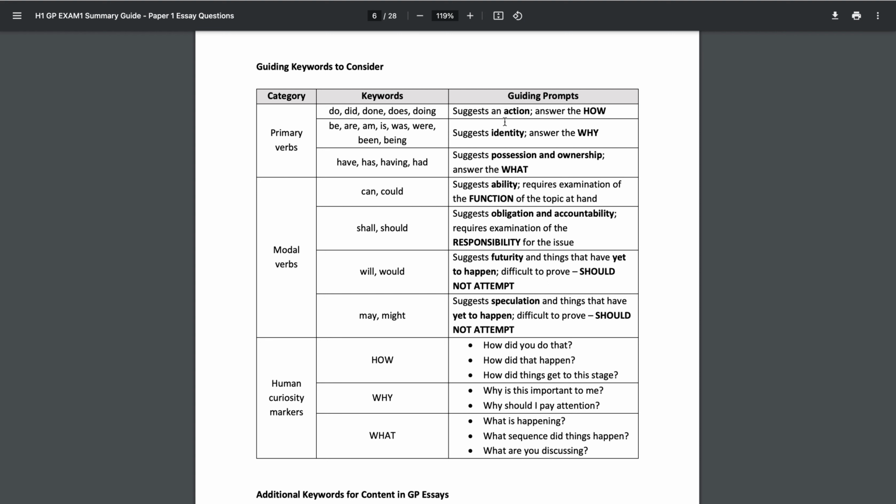If it's have, has, having, or had, that suggests to me that it is talking about ownership or possession. And therefore you should be answering what is this ownership? What is the thing in possession?